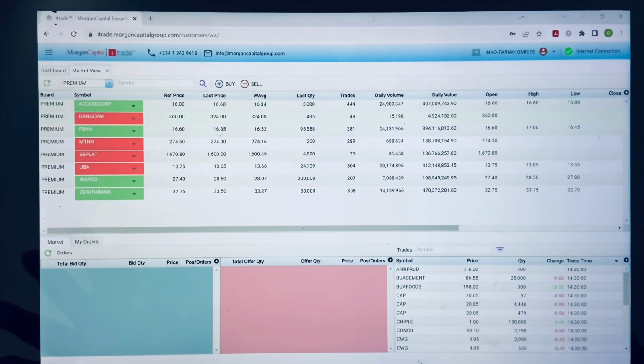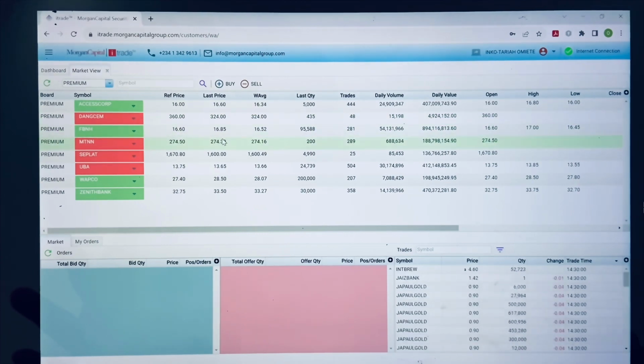And then last price means the price for which a stock was bought most recently. That is the last price. So every time a stock is bought, you will find this there. And then what this means is that the last quantity sold or bought was 5,000. The person who bought these 5,000 shares paid this amount of money.